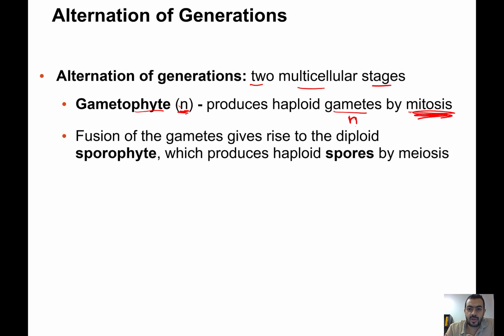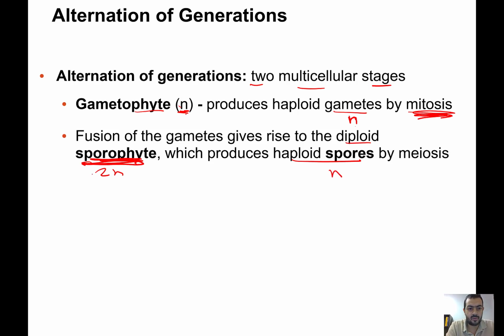Then fusion of the gametes will give us the diploid structure. This is the second generation. It's called sporophyte. So sporophyte is diploid because it results from fusion of two haploid gametes, and this sporophyte will give rise to haploid spores. So remember, sporophyte is a diploid structure, spores are haploid structure.